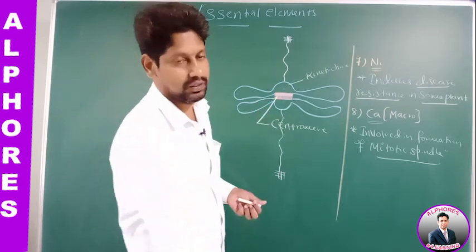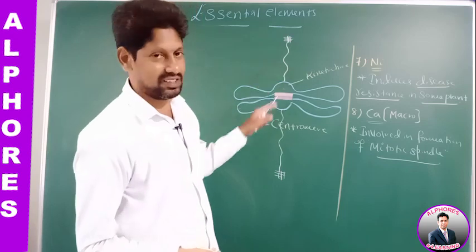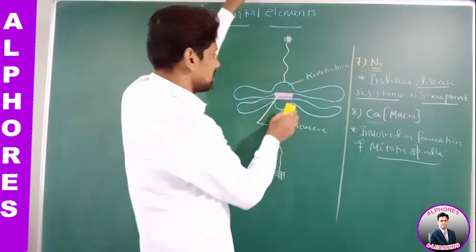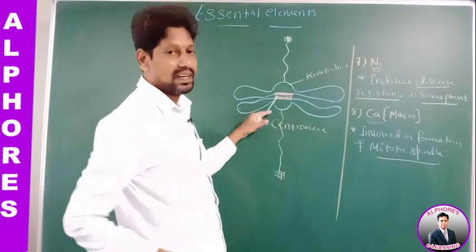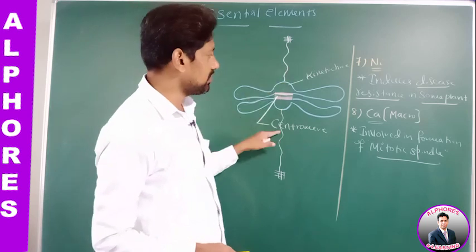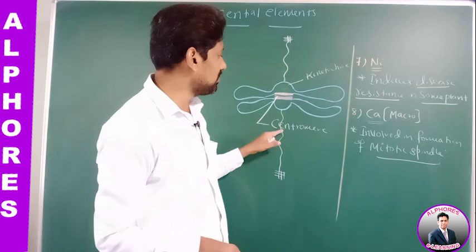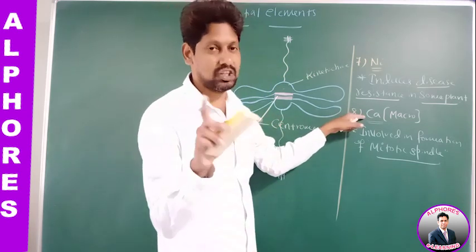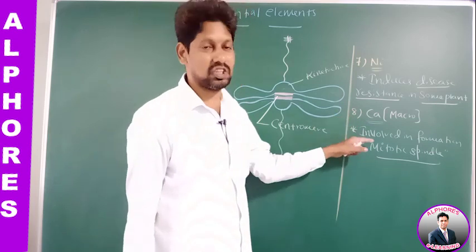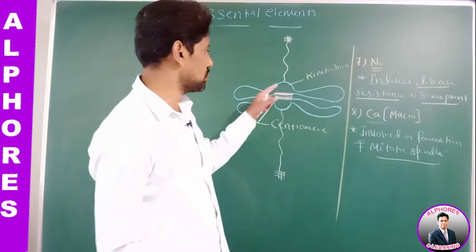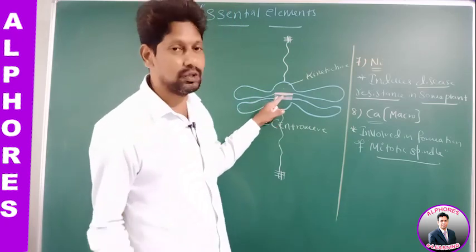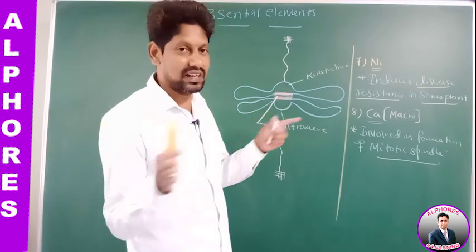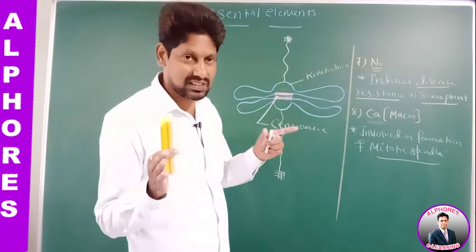In anaphase, when the spindle fibers contract, the centromere divides. In the formation of these spindle fibers of mitosis, calcium is involved. Therefore, calcium is involved in the formation of the mitotic spindle. This spindle attaches to kinetochores on either side of the centromere during metaphase. In anaphase, when the spindle fibers contract, the centromere divides and the two sister chromatids get separated.